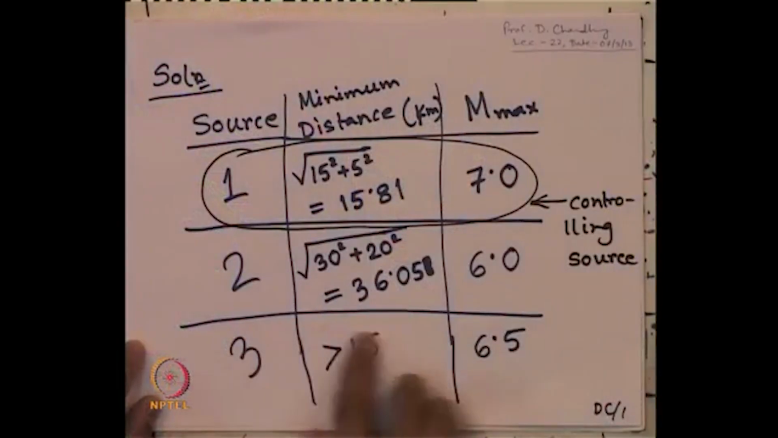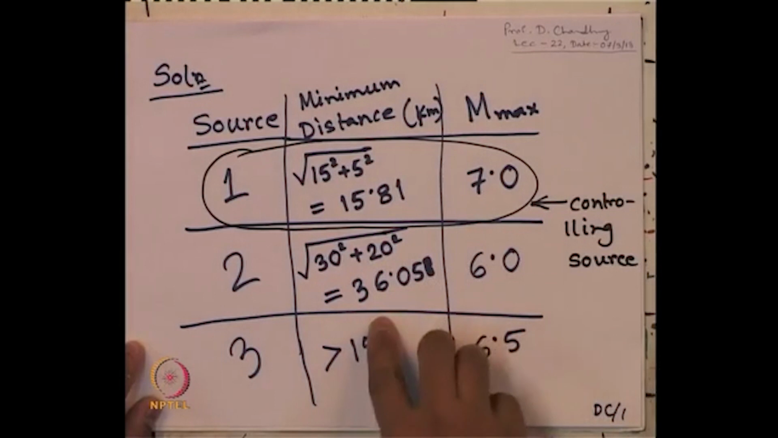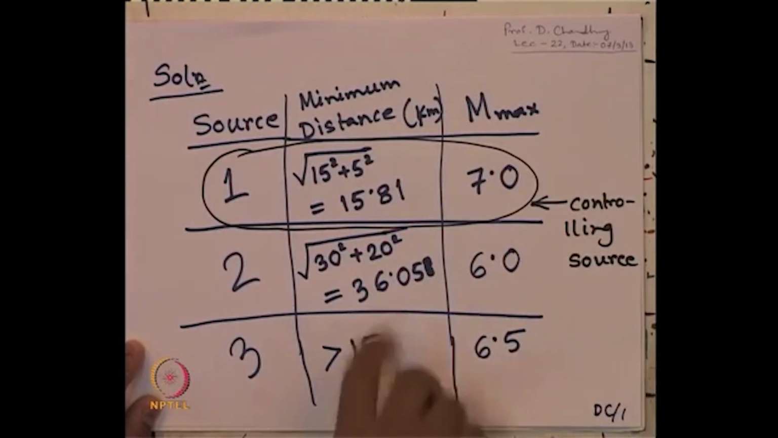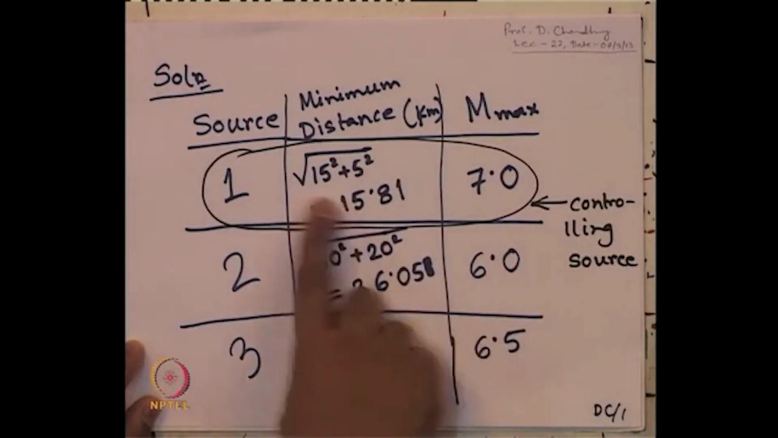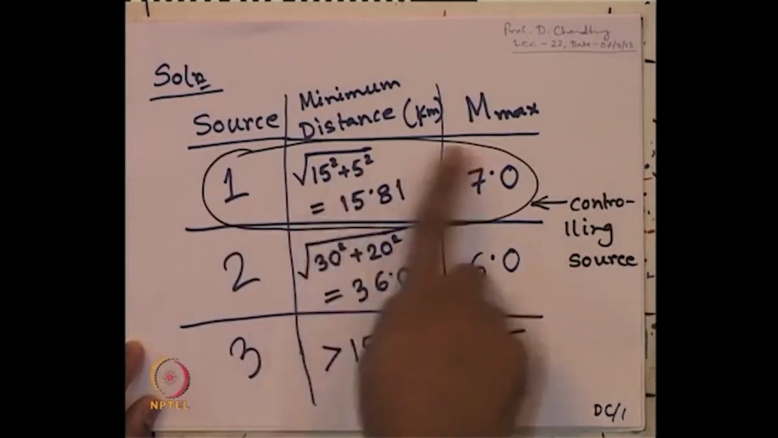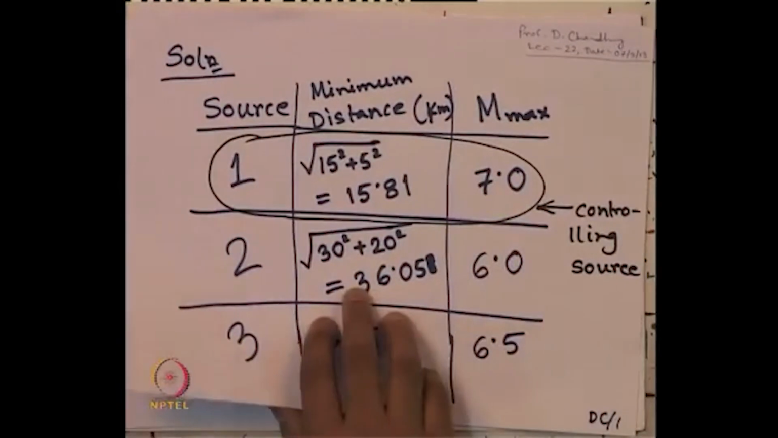We have seen in our previous solution, this is the solution we worked out: for the 3 different sources, the first step is to identify the minimum distances, and we consider for each of them that M max actually occurs. From the given data we find these M max values, and these minimum distances from source to site. The combination which gives us the minimum distance with maximum magnitude will obviously control our hazard parameter. So, this is the controlling earthquake for our example.